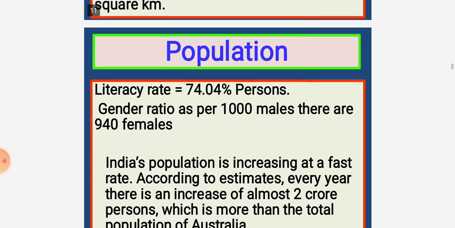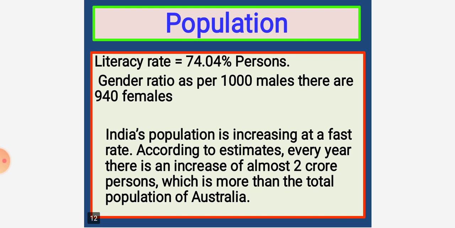Next, literacy rate. The literacy rate is 74.04 percent. It means near about 74 persons. Gender ratio: as per 1000 males, there are 940 females. So, dear students, it means that females are less. 940 females are there when we compare to 1000 males.